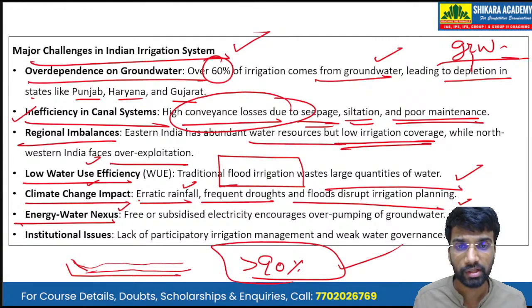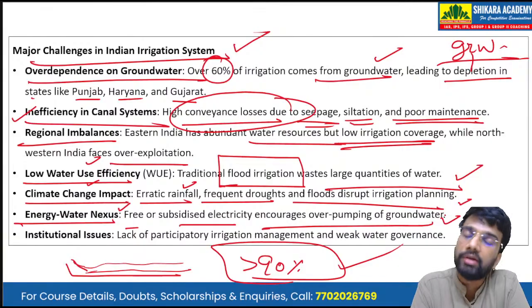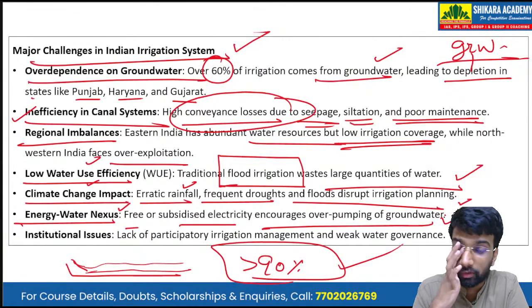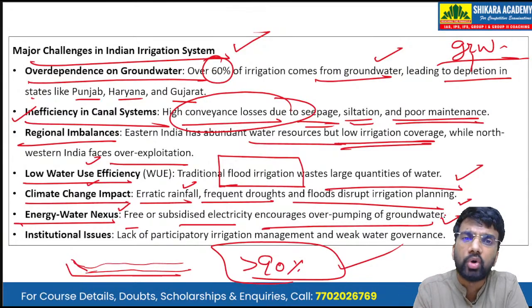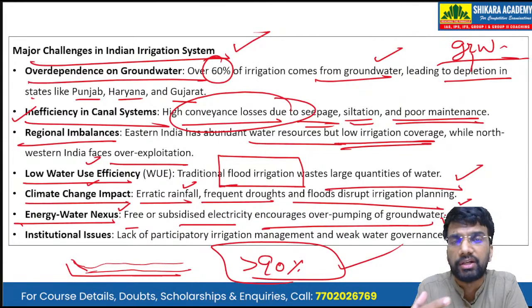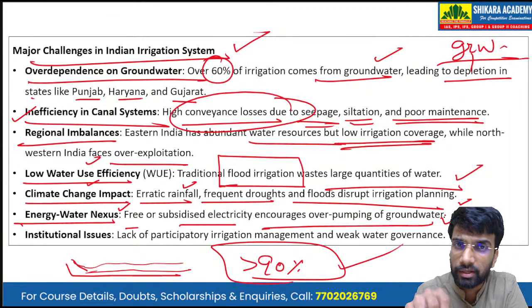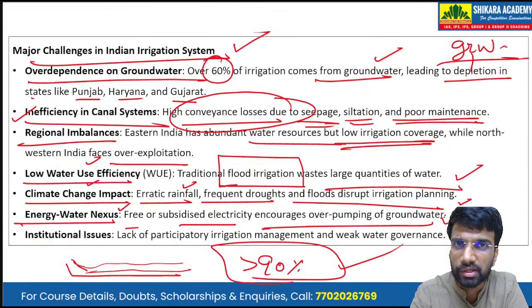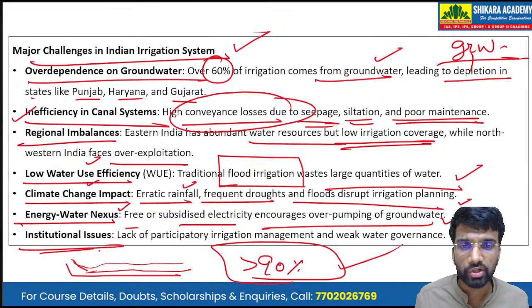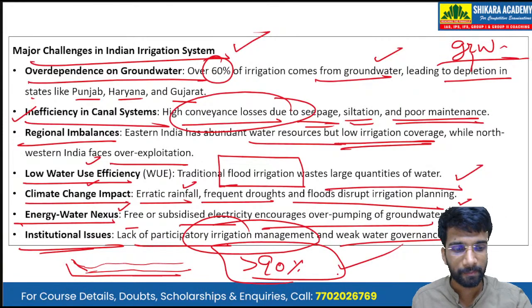Then is the energy-water nexus. Free or subsidized electricity encourages over-pumping of groundwater. Every state government in India, maybe because of vote politics, provides highly subsidized or free electricity to farmers. And what the farmers do, especially in Punjab, Haryana, and Western UP, the green revolution belt, is extract more and more water because of this free or subsidized electricity. Then there are institutional issues: lack of participatory irrigation management, and weak water governance.